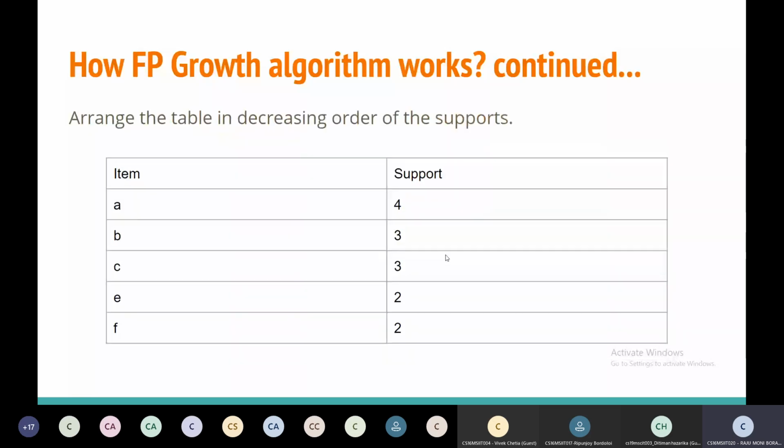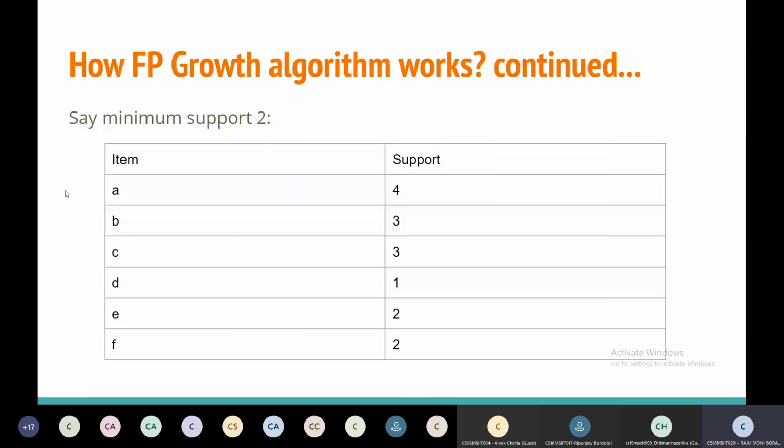So we need to create a tree for that. Before that, we need to order the item table in descending order of the support. We also have to remove the items that don't qualify in our item table. As we can see, the minimum support is 2, so we need to remove this one from the item table.